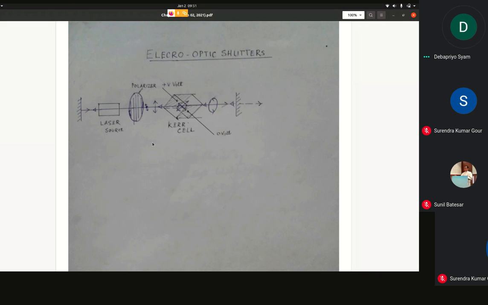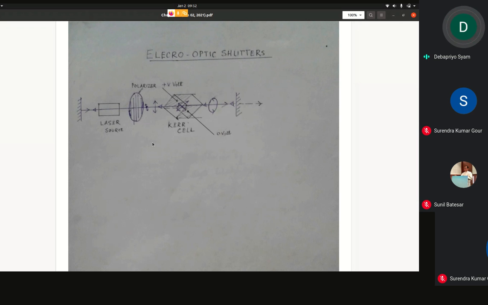And so, if you choose the cell in such a way that the length of the cell is just right to produce a phase difference of pi between the two components, then the cell acts as a half-wave plate. So, what is a half-wave plate?